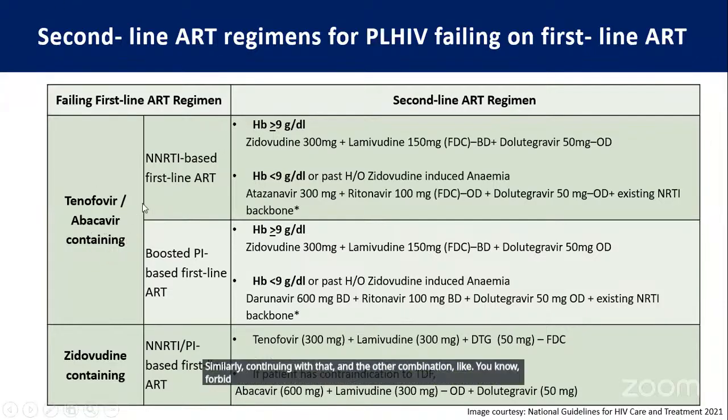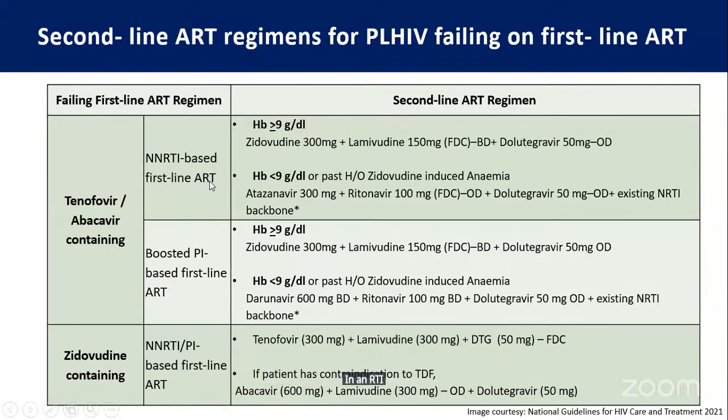Similarly, continuing with that, the other combination is a tenofovir and abacavir containing NNRTI-based first-line regimen, say for example TLN or ALN or TLE or ALE based regimen. We had such patients in the past. Now these patients have all been shifted. Once again, since the major NRTI is a non-thymidine like tenofovir or abacavir, we would prefer them to move on to zidovudine. So we need to check the hemoglobin. If the hemoglobin is good, 9 and above, then ZL plus dolutegravir.